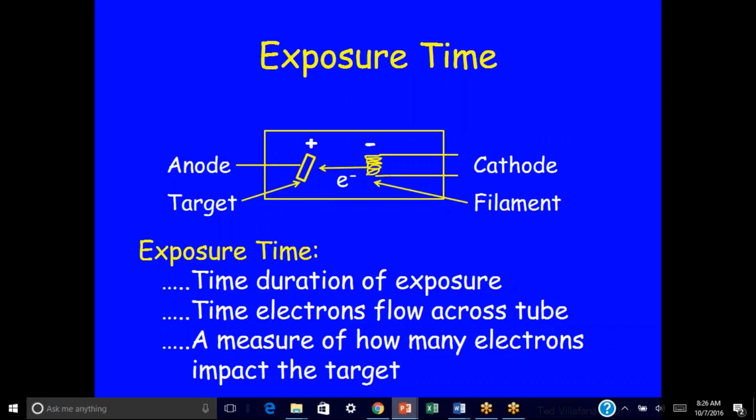What is exposure time? Here we go back to our X-ray tube. Remember this story? Electrons via thermionic emission coming out of the filament, accumulating in the electron cloud, and when you put the voltage across the tube, plus and negative voltage here, electrons will be accelerated and out comes the X-rays. The exposure time is just the time duration of the exposure. It's the time that you allow the electrons to continually flow across the tube. The more important point is that exposure time is really a measure of how many electrons finally get to the target. The longer you allow these electrons to flow, the more electrons you deliver to the target. The number of electrons delivered to the target is going to be the key parameter.